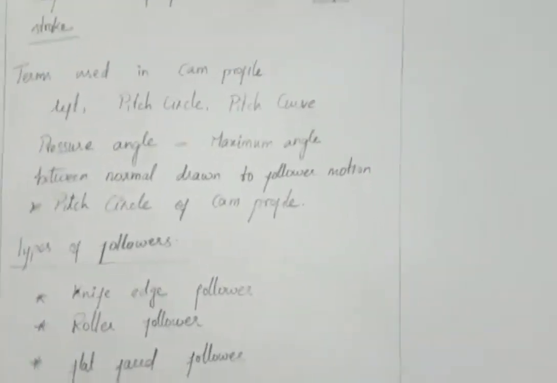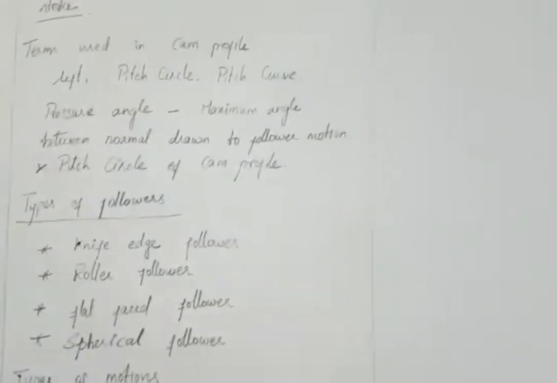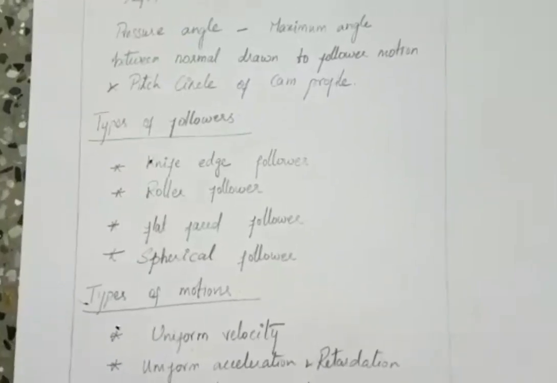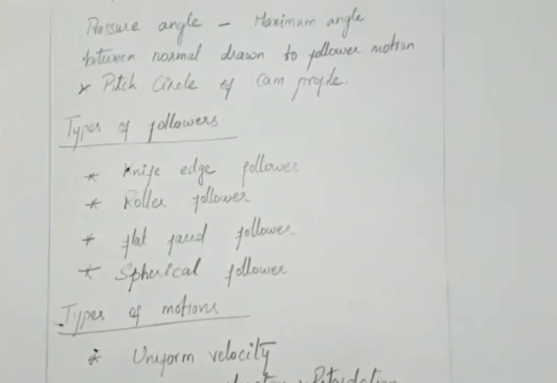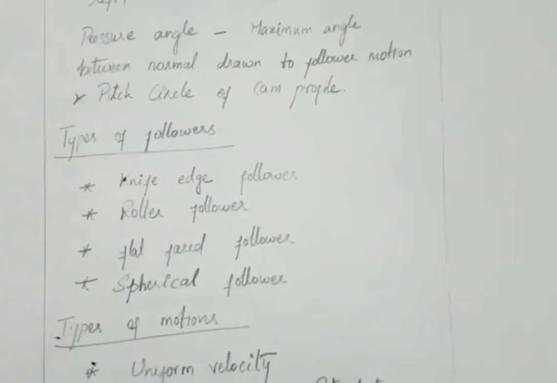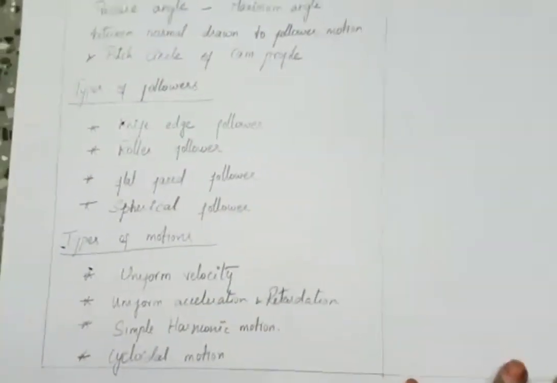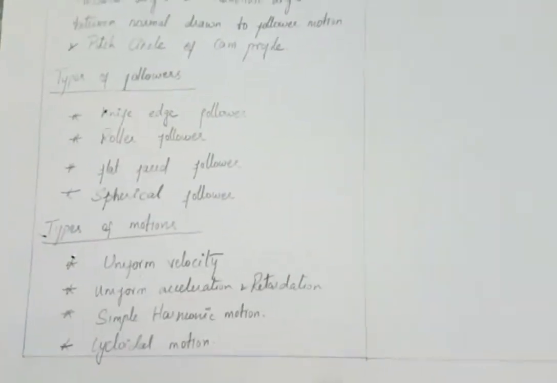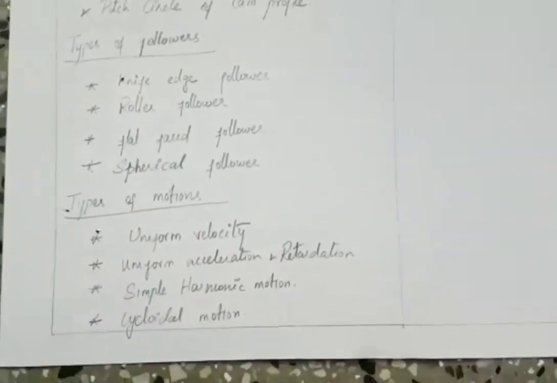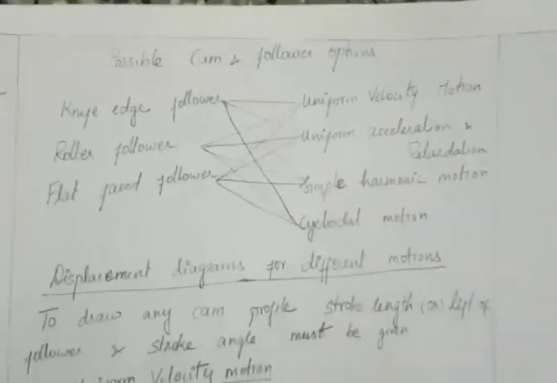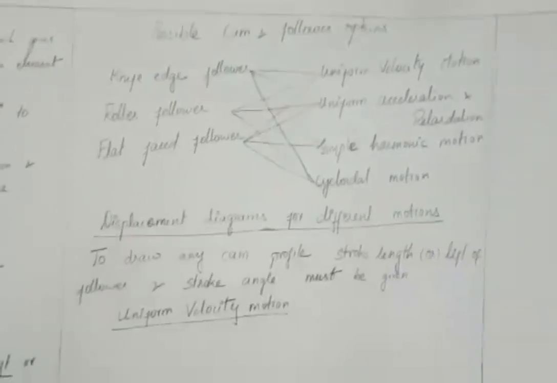There are various types of followers: knife edge follower, roller follower, flat faced follower, and spherical follower. Knife edge, by its name, is nothing but a sharp edge. And the types of motions are uniform velocity, uniform acceleration and retardation, simple harmonic motion, and cycloidal motion. By combining these motions and followers, you will get different cams and followers.